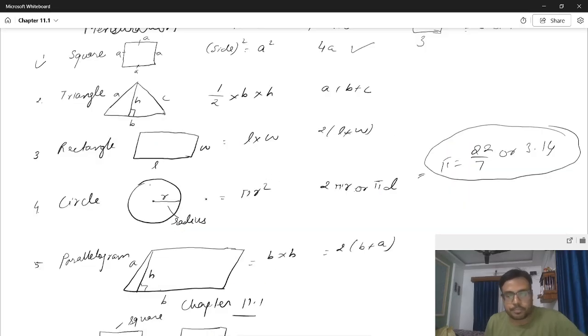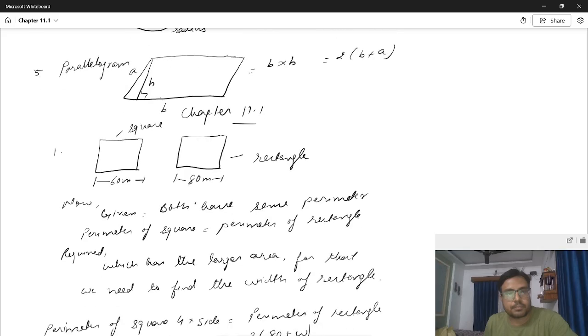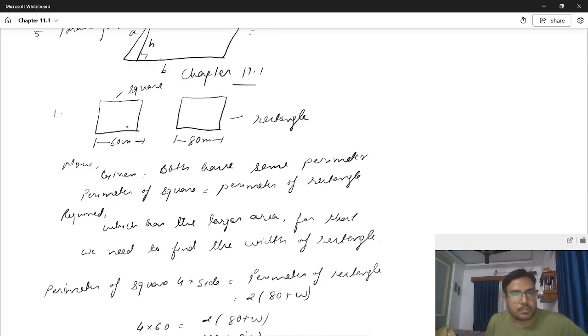Okay, so I have mentioned here, this is a square and this is a rectangle. You have to write down what is given in the question. Given: both have the same perimeter, like the perimeter of a square is equal to the perimeter of the rectangle. This is given, and what you have to find is which has the larger area.